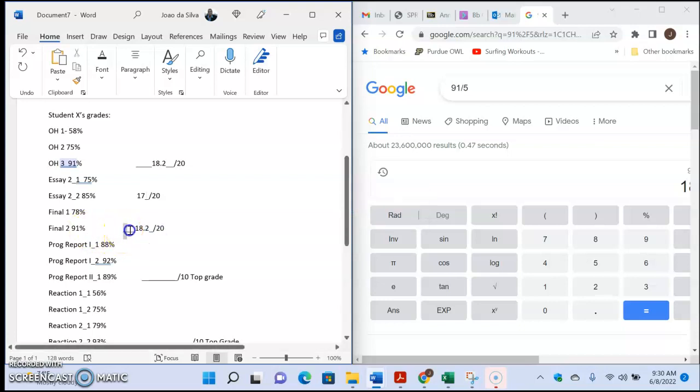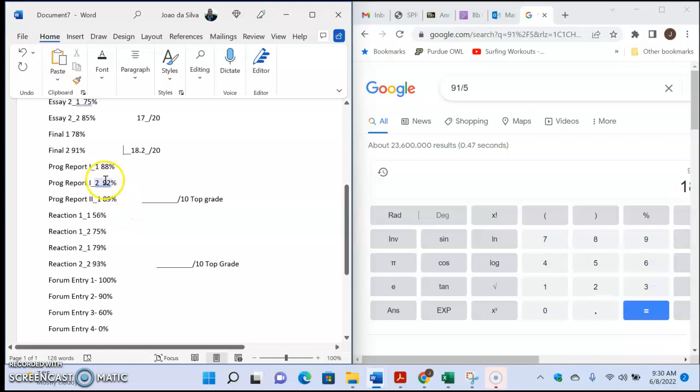So so far, this student has, let's calculate, 35, 63, right? Yeah, the student is failing. She or he is at a 63, but there are more grades.